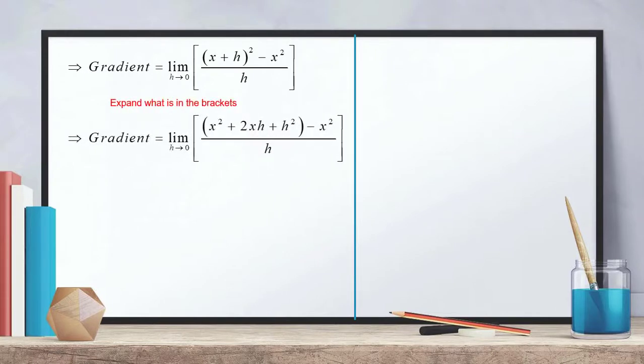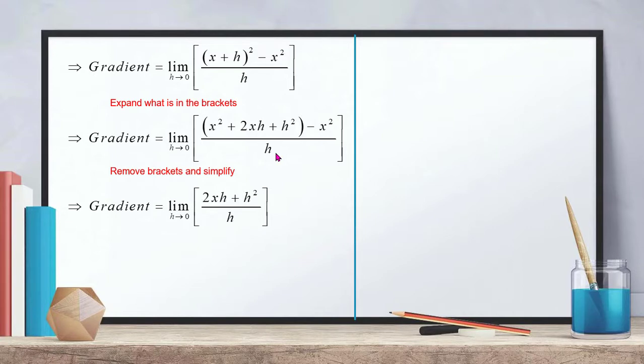Next, we're going to expand the brackets. We're going to expand x plus h squared. So if we expand that, we're going to have x squared plus 2xh plus h squared minus x squared, all divided by h.